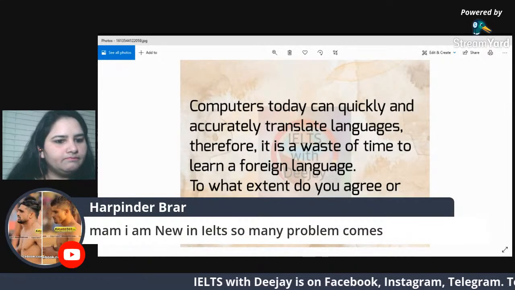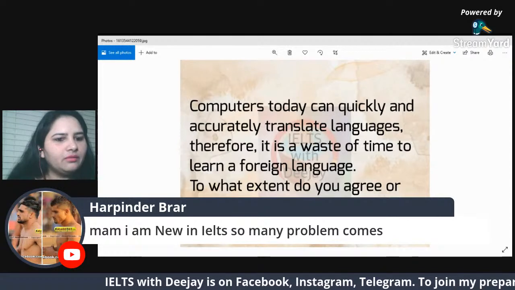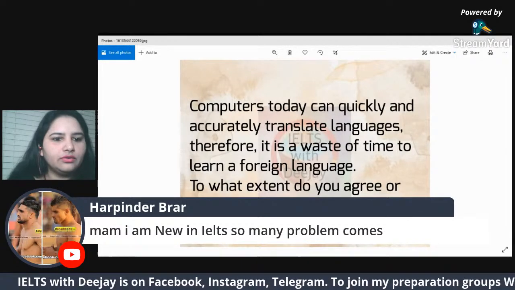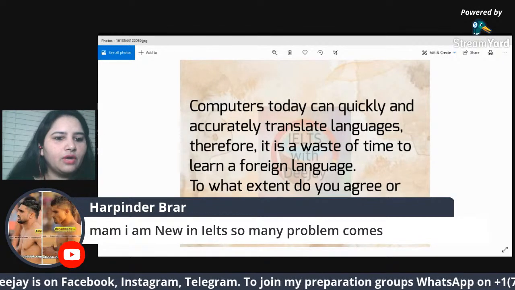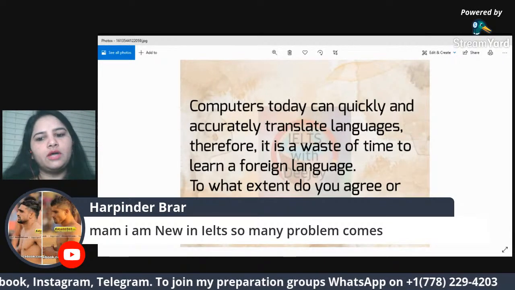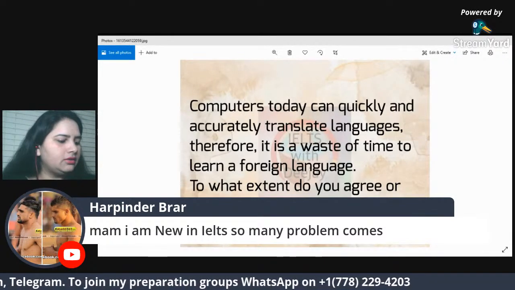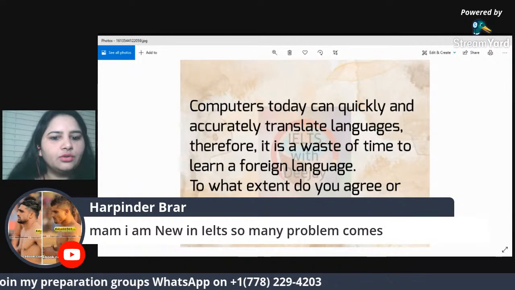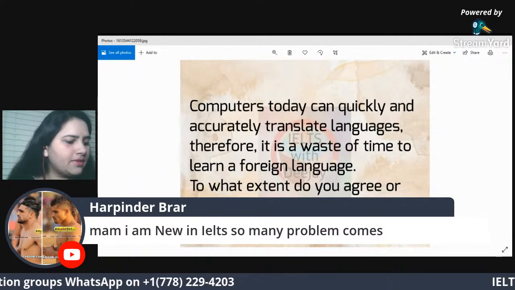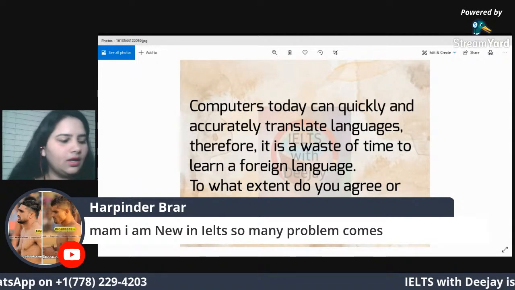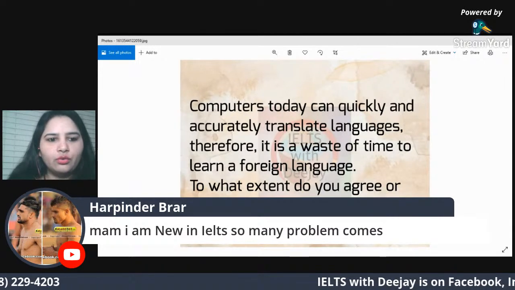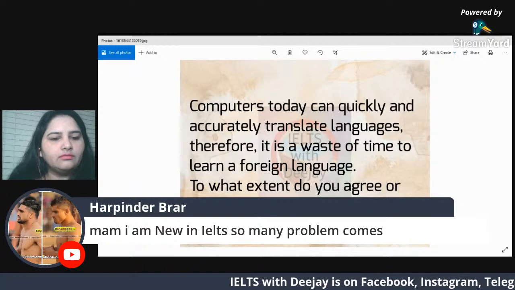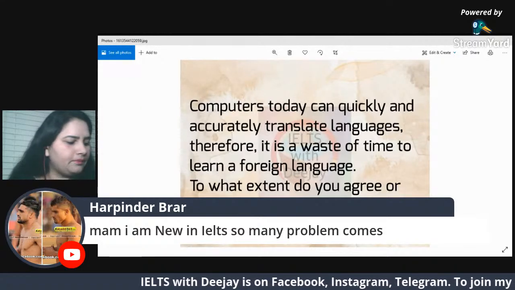Harpinder, are you there in my group? I don't remember actually. If you are there, I share files in the groups. So you can join, you can send me a WhatsApp message if you are not there. Okay. And you can even ask your questions or whatever doubts you're having. So that is okay.